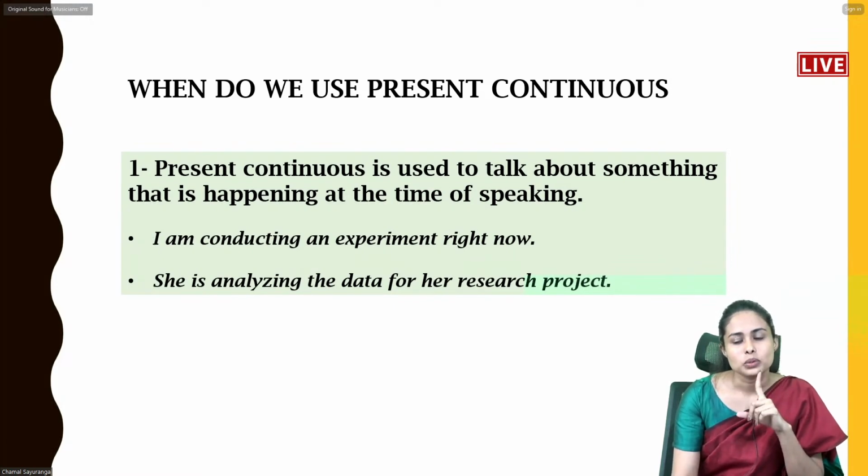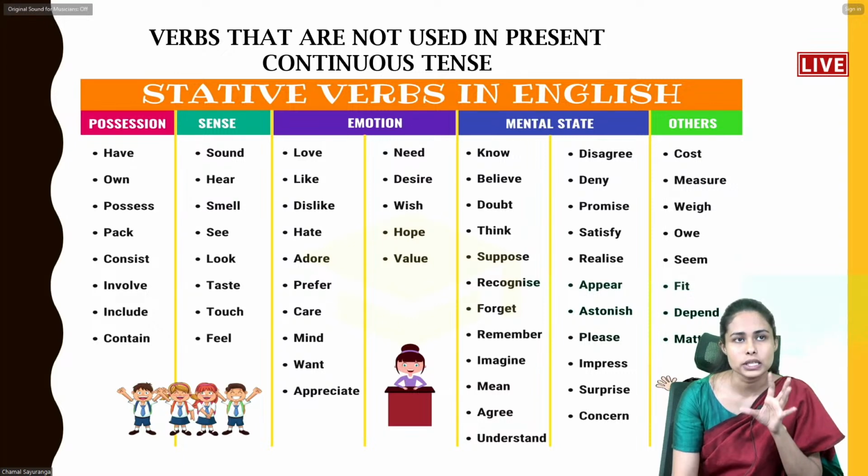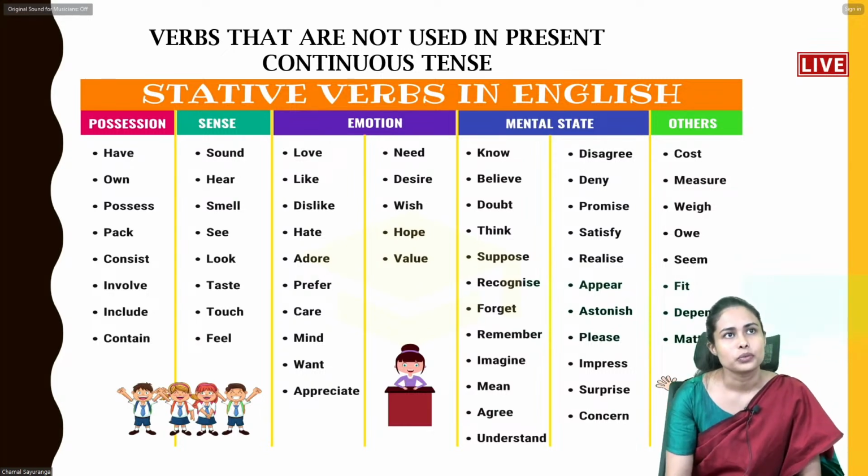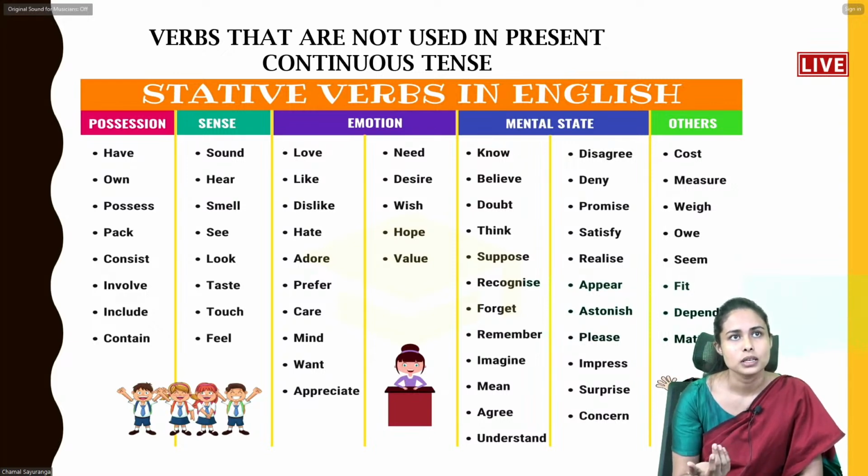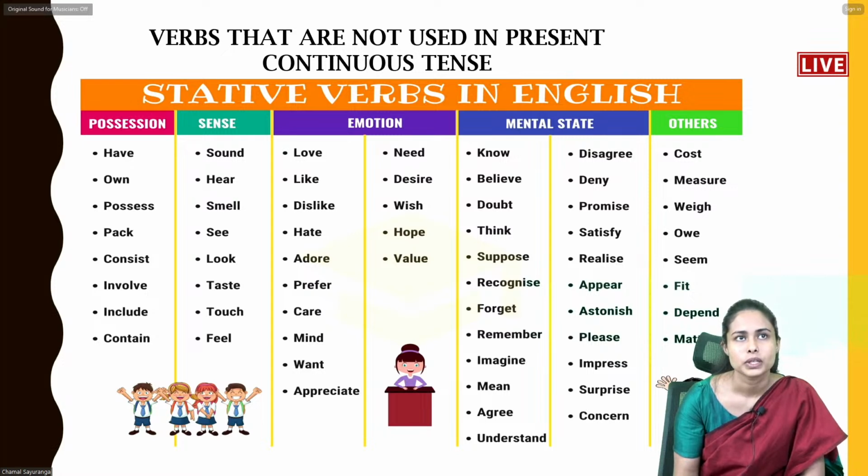And the other thing, when it comes to present continuous tense, please make sure we don't use stative verbs in present continuous tense. We know what stative verbs are. For example, possession verbs and verbs related to senses, emotion, mental states and others: have, possess, sound, smell, look, love, like, hate, prefer, need, wish.